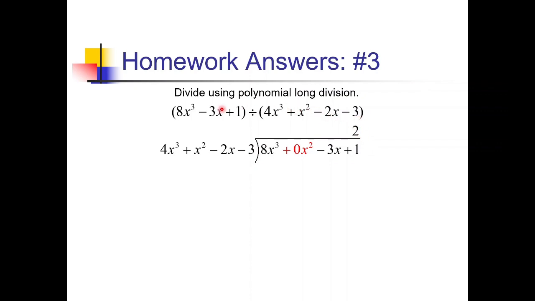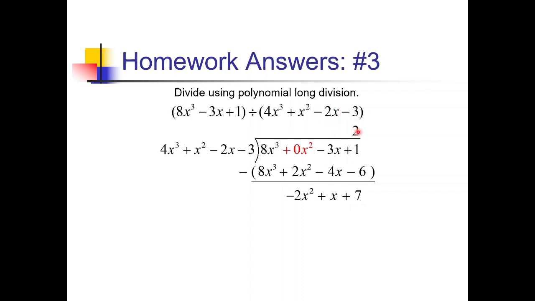Multiplying that back out, we have 8x cubed, and then we're going to get 2x squared minus 4x, and then 2 times negative 3 is giving me negative 6. Let's subtract all of that to get our remainder. The x cubeds cancel. 0 minus 2x squared is going to be a negative 2x squared. Negative 3 minus negative 4x, that's really negative 3 plus 4x, which is plus 1x. And then we have 1 minus negative 6, so 1 plus 6 giving me 7.